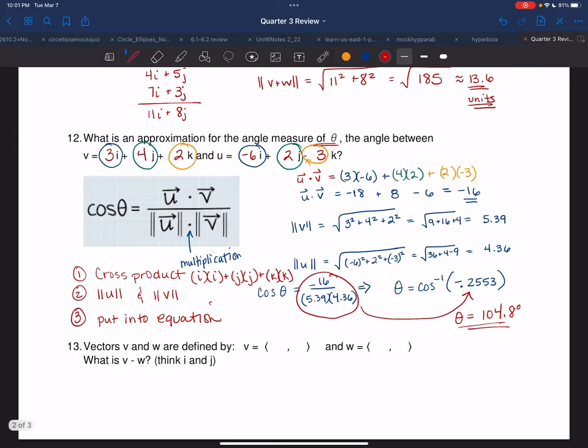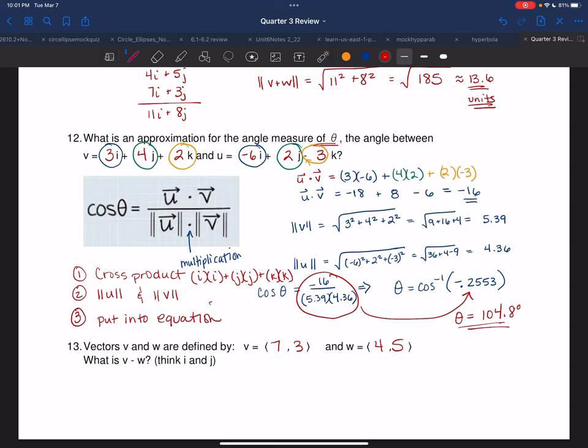All right, 13, we're almost done with the second page. So v is 7, 3, and w is 4, 5. Vectors v and w are defined by 7, 3, and 4, 5. What is v minus w?